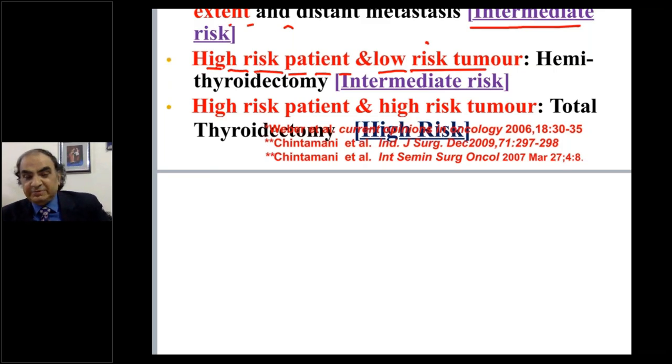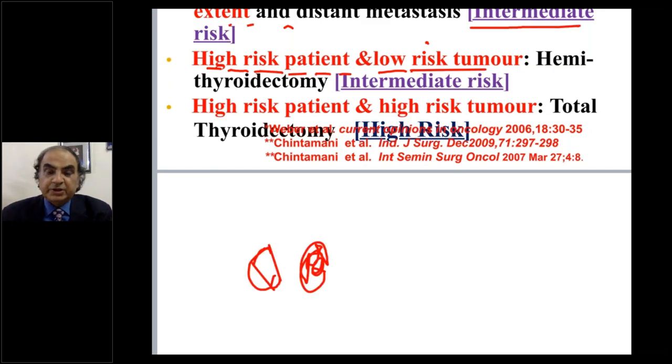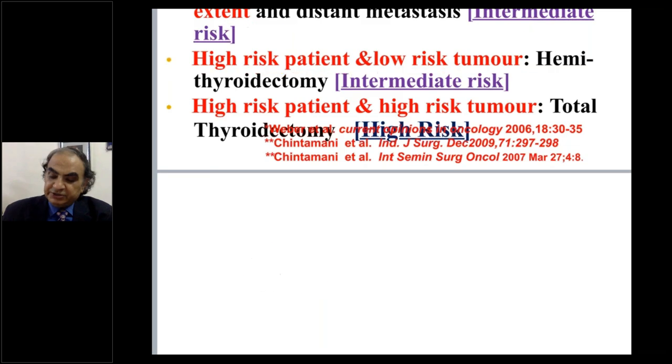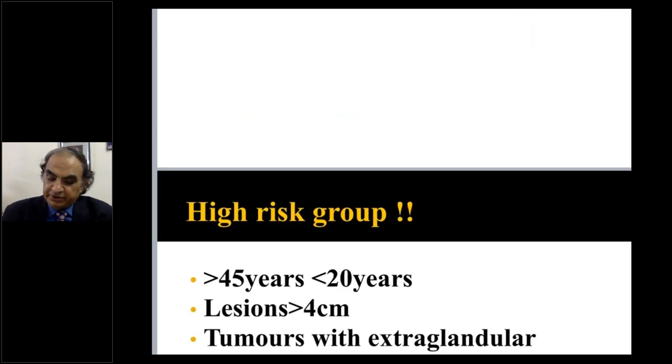But as I said in the beginning, if the disease is bilateral, there is no confusion, that we do total thyroidectomy. Bilateral disease, that is, on both sides, and it's low risk, you'll still be doing total thyroidectomy. That's what I want to highlight. Right? So it is important to understand that it also matters what protocol you follow in your unit.